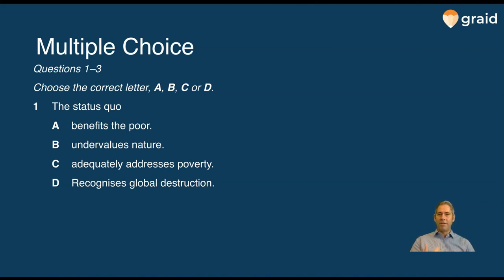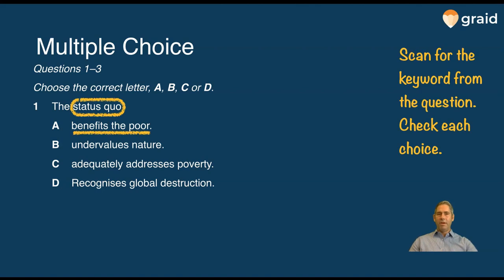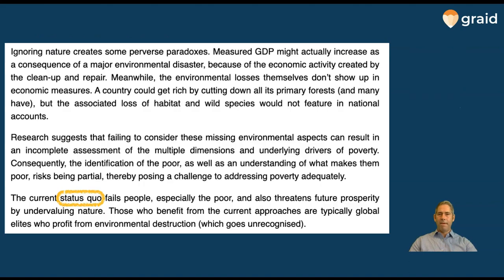Well, we're going to rely on scanning again. What's important though is don't overwhelm yourself by reading all of the multiple choices. Just focus on the keyword from the beginning. So the status quo, that's the keyword from the question. Then we're going to scan for status quo and check to see if it has the same meaning as choice A. So the status quo benefits the poor.